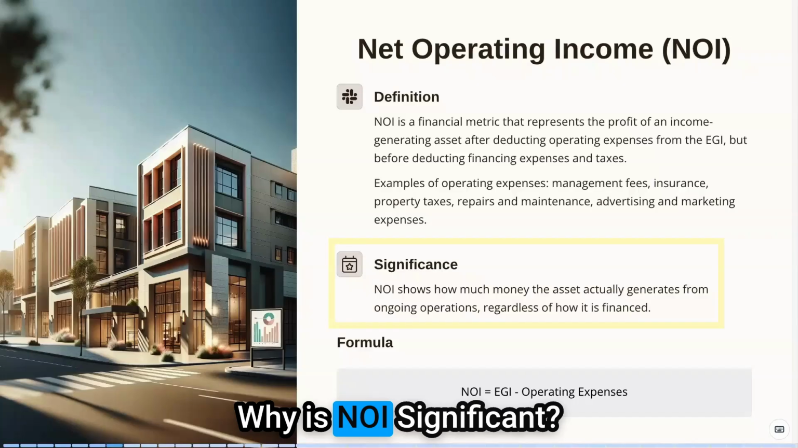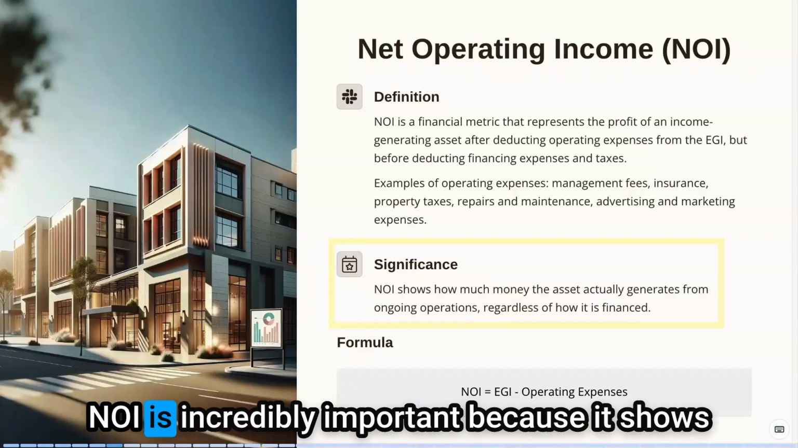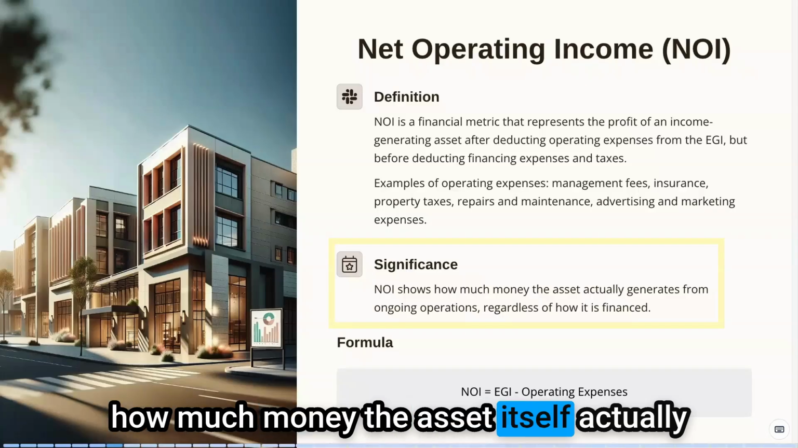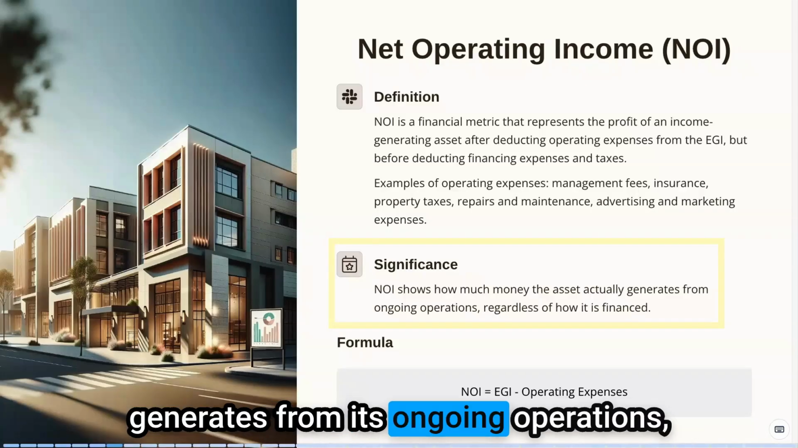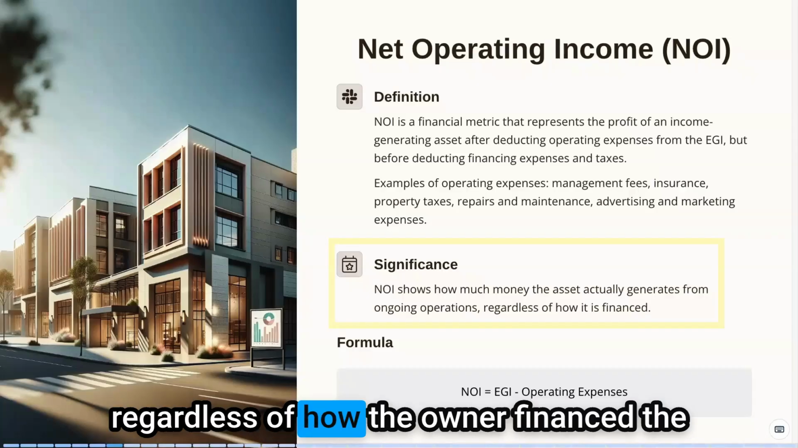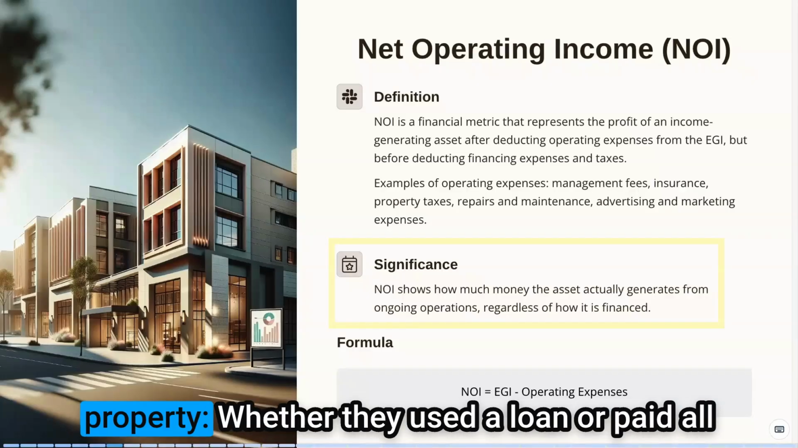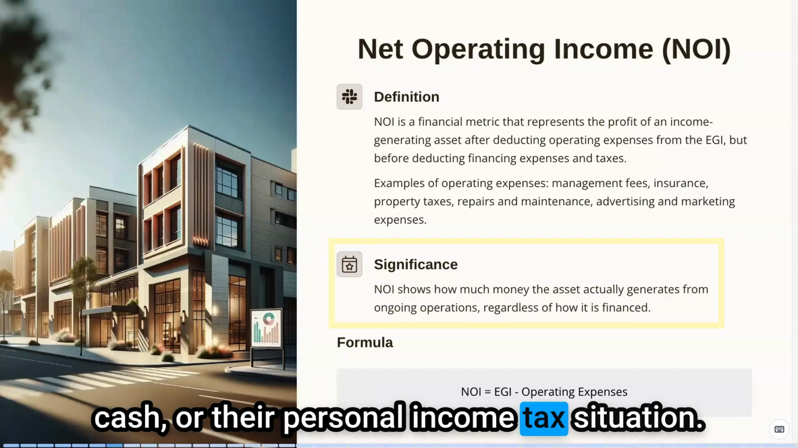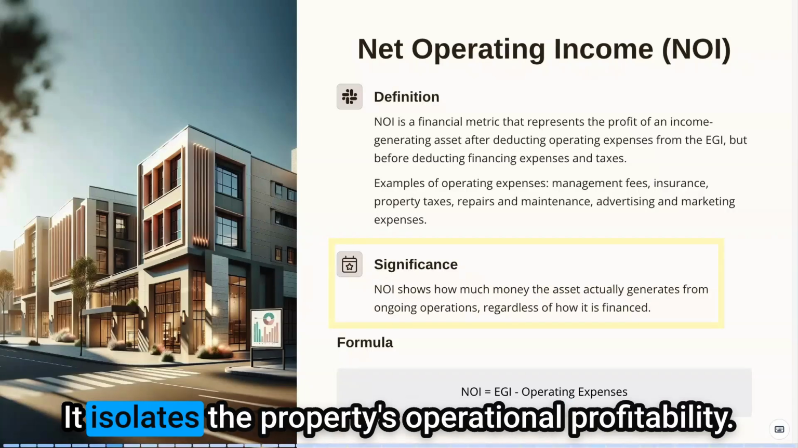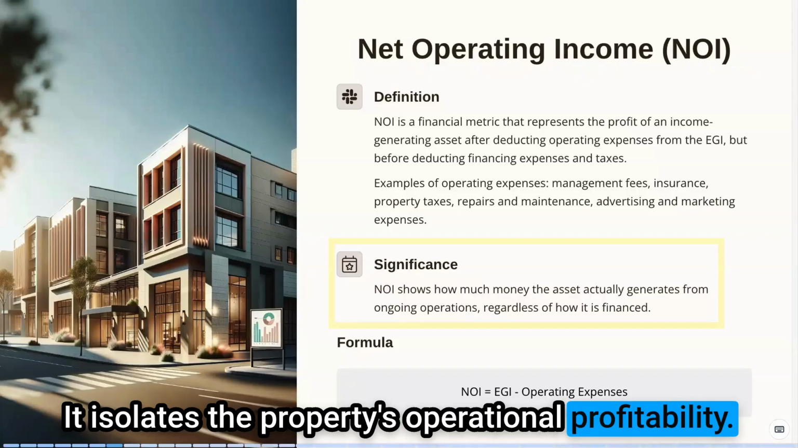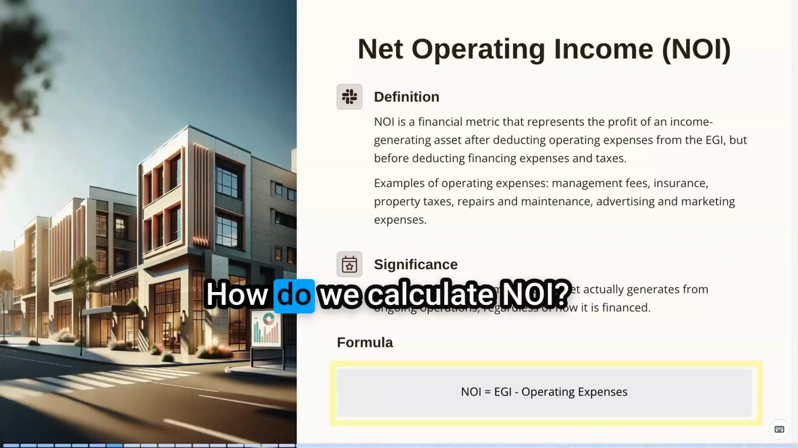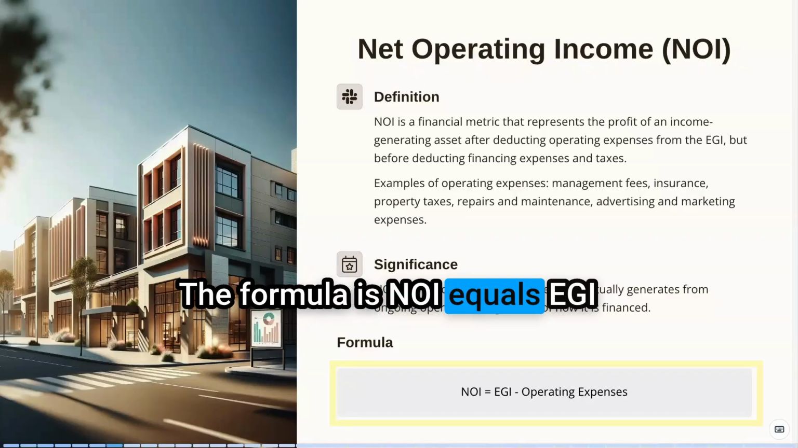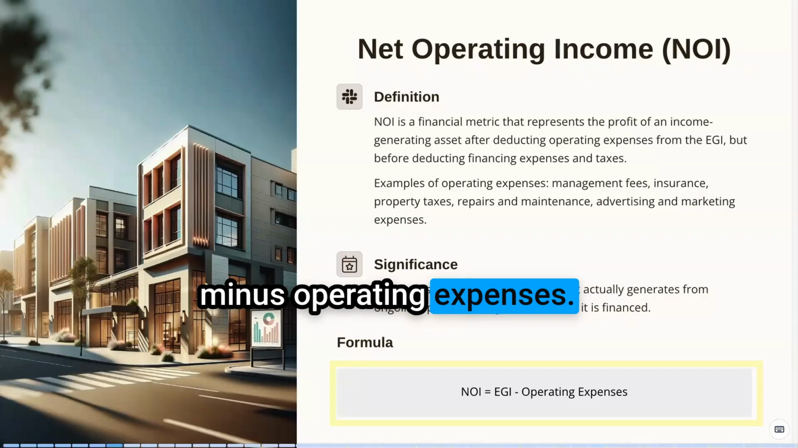Why is NOI significant? NOI is incredibly important because it shows how much money the asset itself actually generates from its ongoing operations, regardless of how the owner financed the property, whether they used a loan or paid all cash, or their personal income tax situation. It isolates the property's operational profitability. How do we calculate NOI? The formula is NOI equals EGI minus operating expenses.